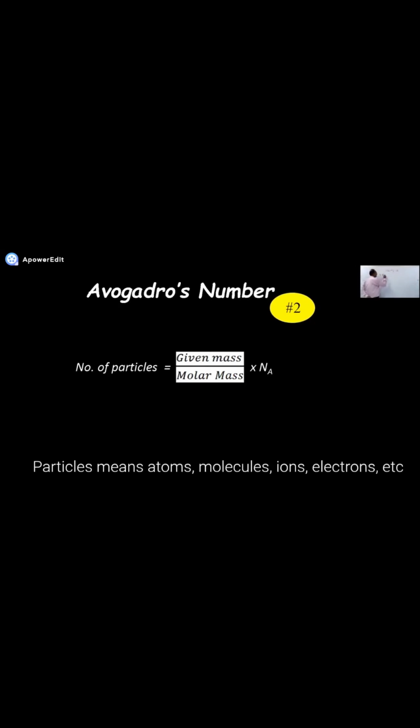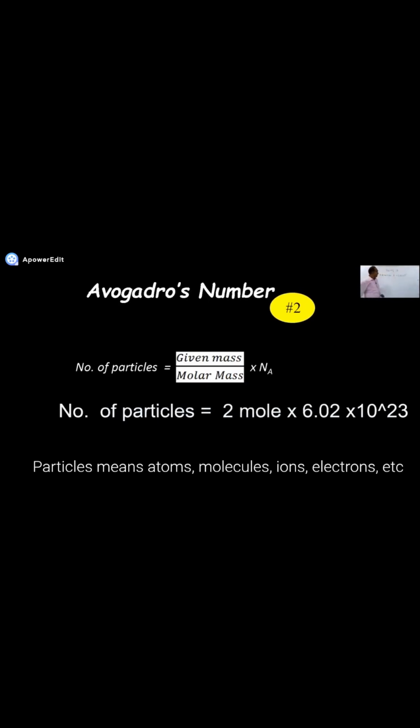Number of particles. If I have 18 gram of water, I have 6.02 into 10 to the power 23 water molecules. If I have 36 grams, then I will have double of it. Could be thrice of it.